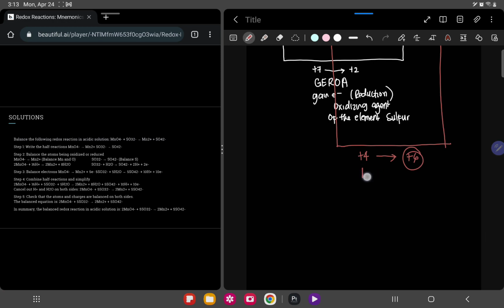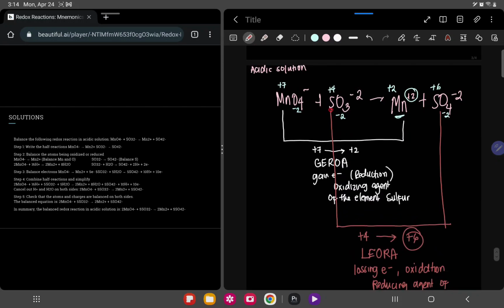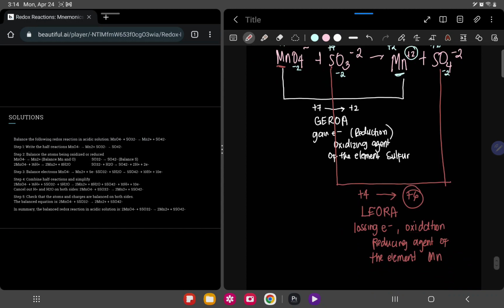Losing electrons in our mnemonic is LEORA, which is losing electrons. What happened here is oxidation, and your sulfur is the reducing agent of the element manganese. So sulfur here reduces manganese. That is why the event that happened on manganese is called reduction. And your manganese here oxidizes your sulfur. That is why the event that happened on sulfur is called oxidation.